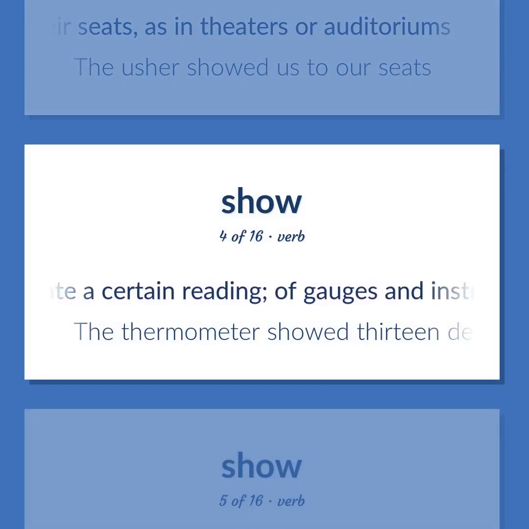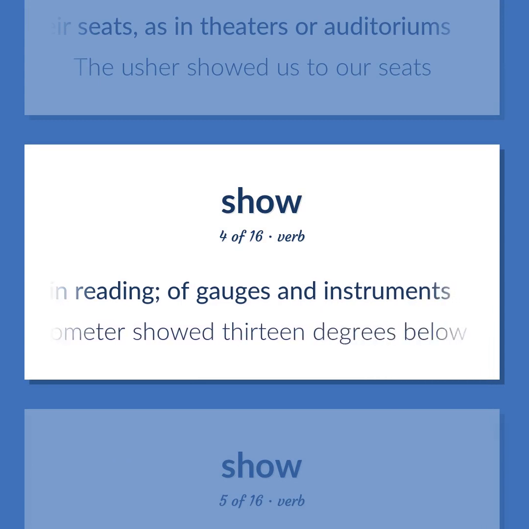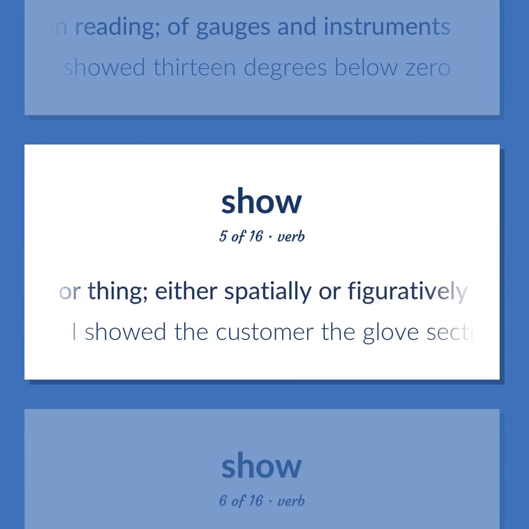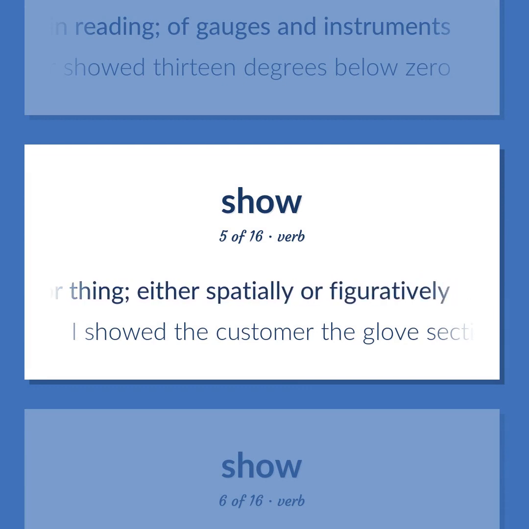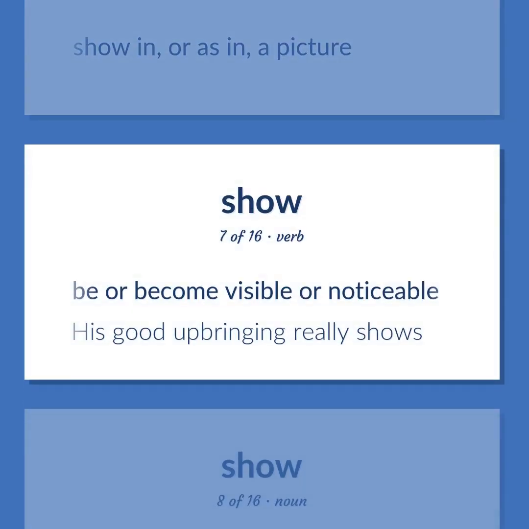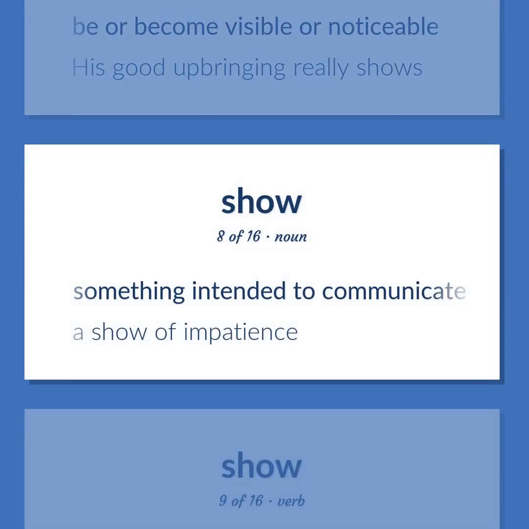Indicate a certain reading of gauges and instruments. The thermometer showed 13 degrees below zero. Indicate a place, direction, person, or thing, either spatially or figuratively. I showed the customer the glove section. Show in, or as in, a picture. Be or become visible or noticeable. His good upbringing really shows. Something intended to communicate a particular impression. A show of impatience.